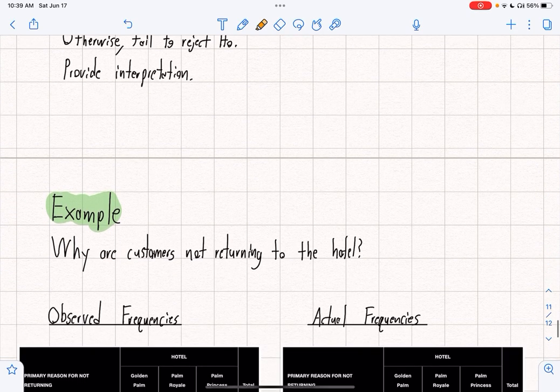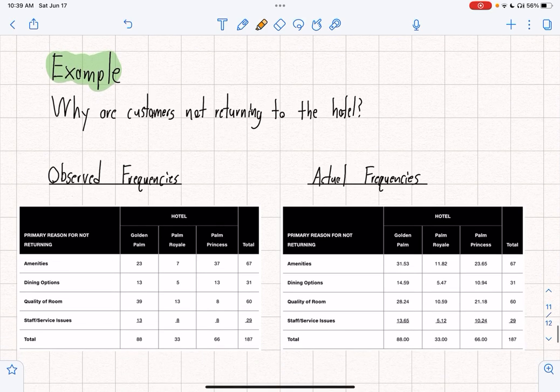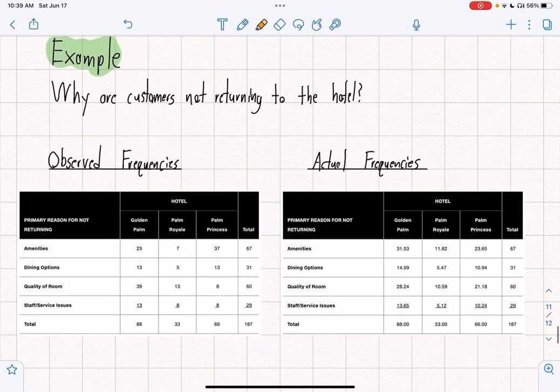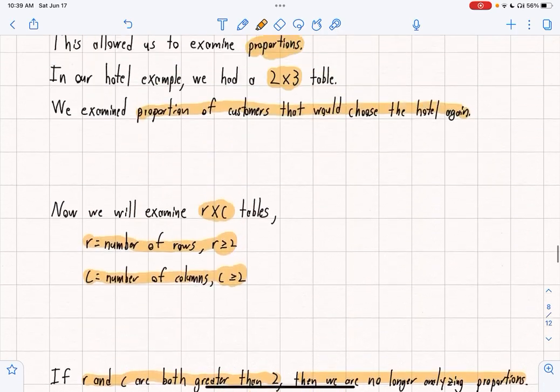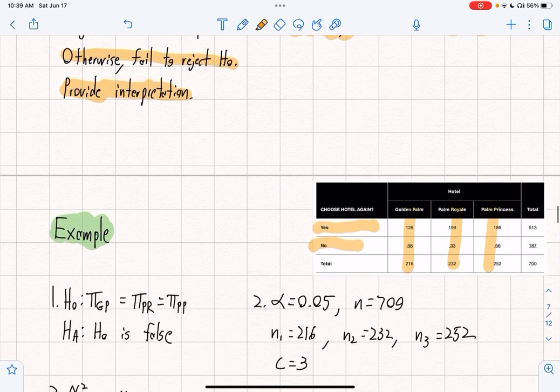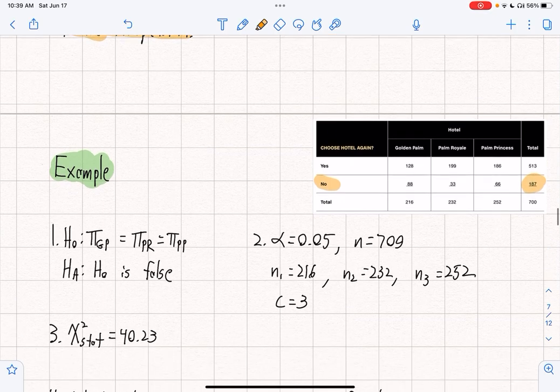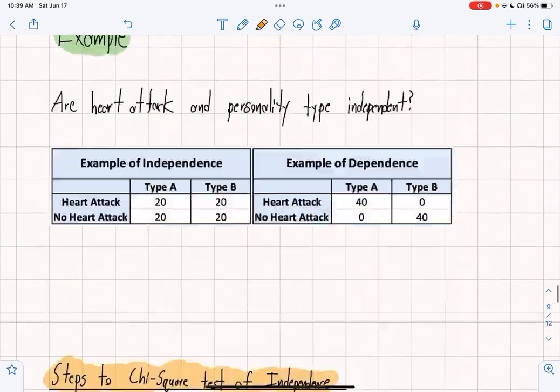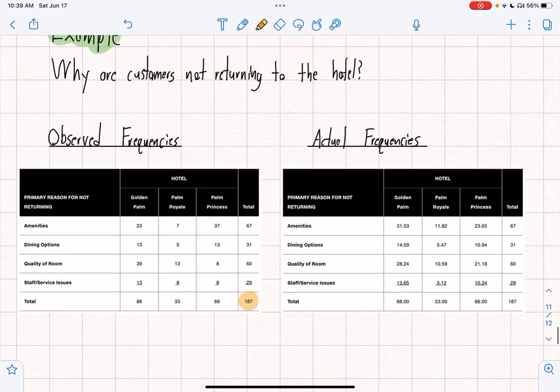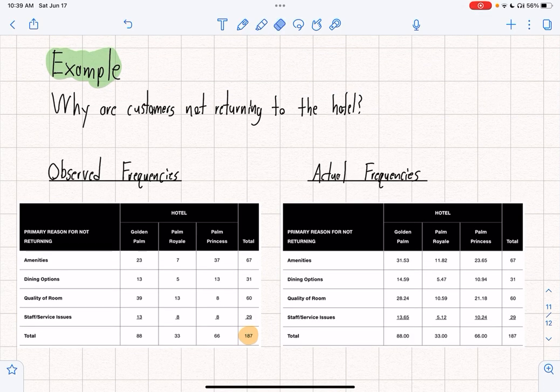So let's return to our example. And now this is actually a follow-up example. We're interested in why customers are not returning to the hotel. So why are they not returning? Let's first note that we have 187 observations. Let's go back to our earlier table in the notes. If we look at "Would you choose the hotel again?" No, the total here was 187. So we're interested in this 187. We're digging a little deeper into this group of people. That's why we have 187 observations.